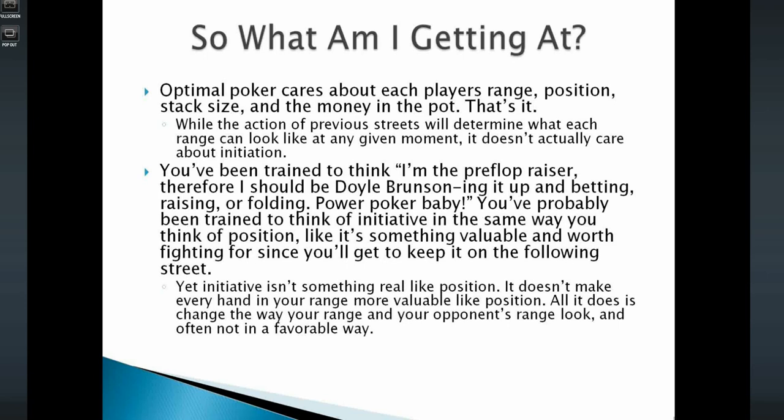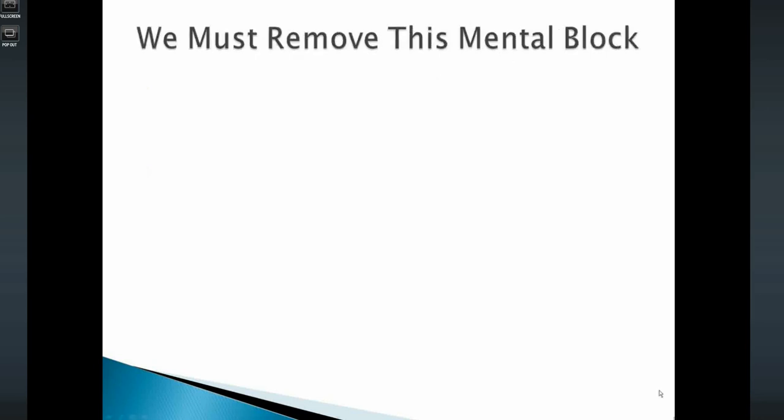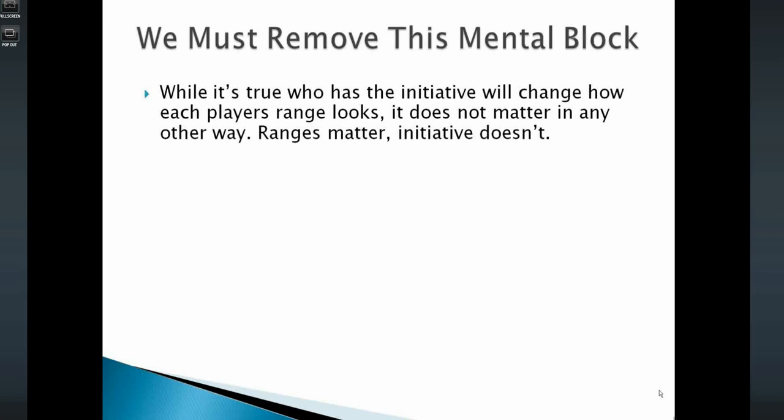Yet initiative isn't something real like position. It doesn't make every hand in your range more valuable like position does. All it does is change the way your range and your opponent's range look, and often not in a favorable way. We must remove this mental block. While it's true that who has the initiative will change how each player's range looks, it does not matter in any other way. Ranges matter, initiative doesn't.